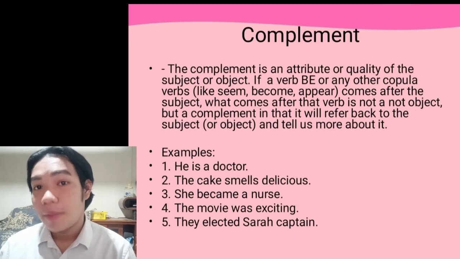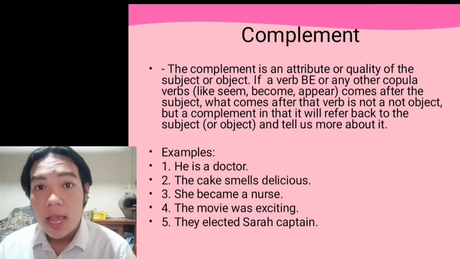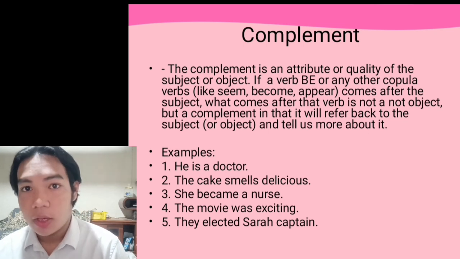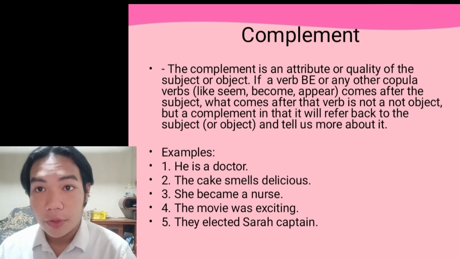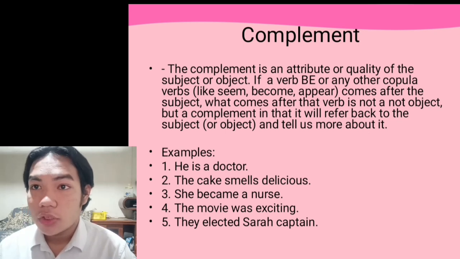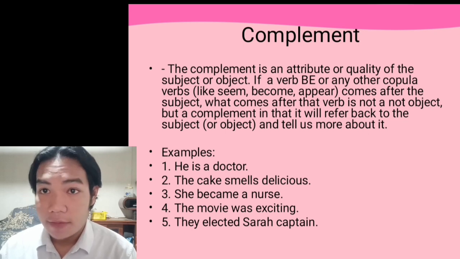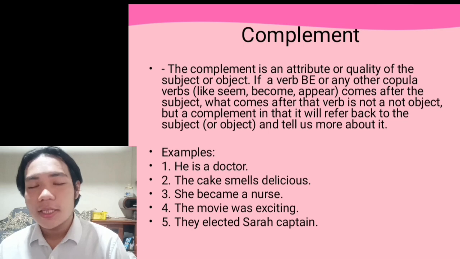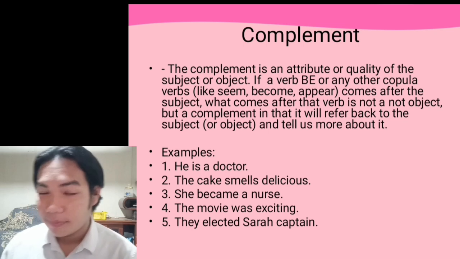So next we have the fifth, which is the complement. A complement gives more information about the subject or sometimes the object. It usually comes after a verb like is, seems, becomes. It is not an action and it doesn't receive an action. It just describes or remains.